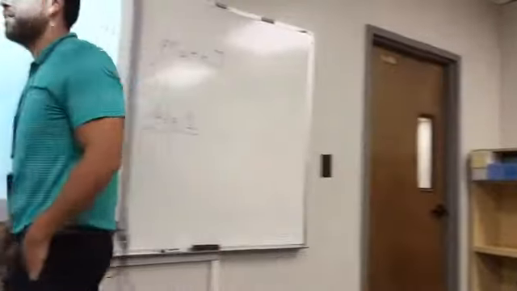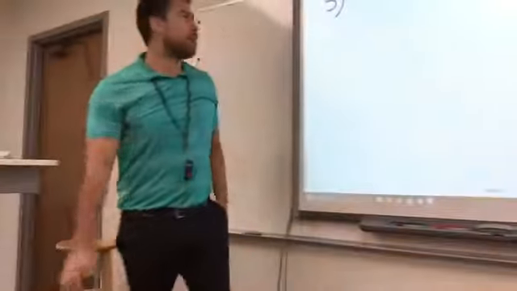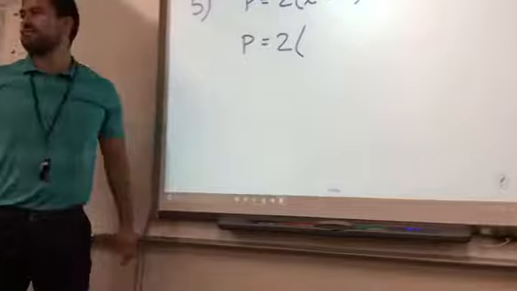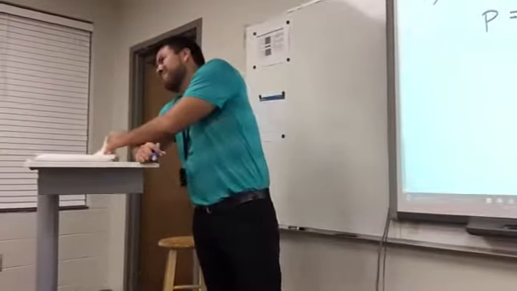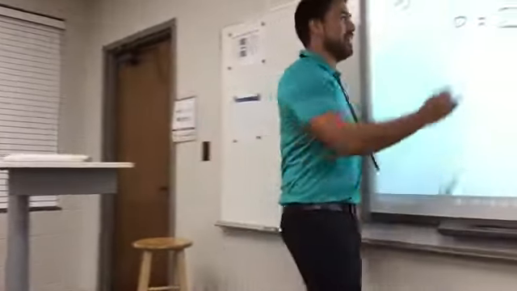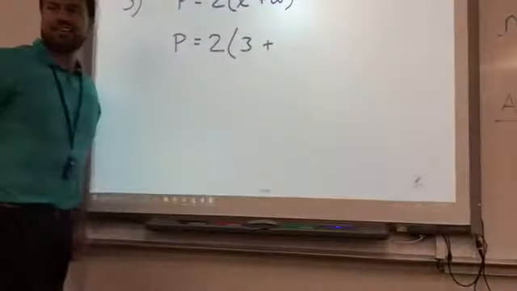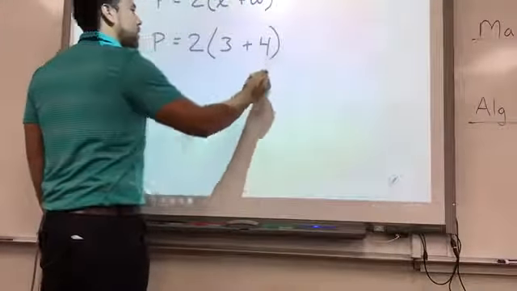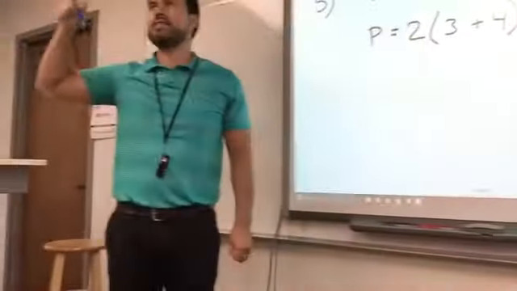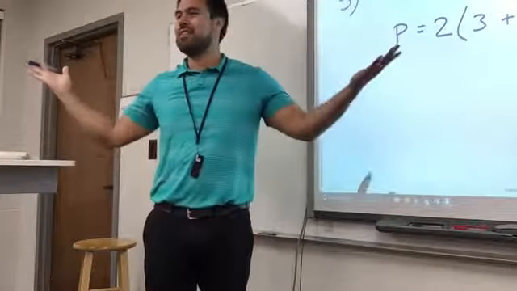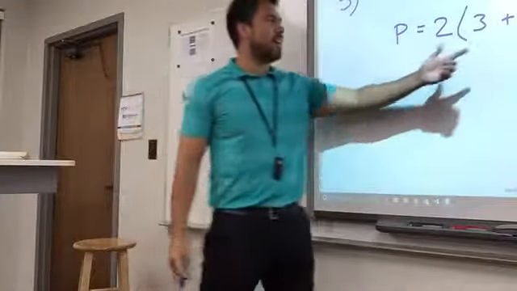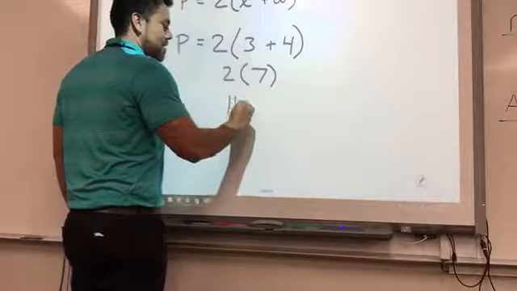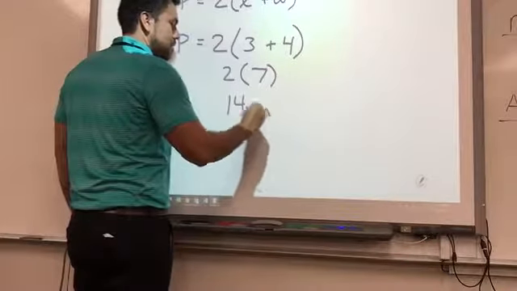Okay, just a moment. Okay, JB, what was the length of that figure? He says 3. What's the width? 4. Oh, wait. 3 is smaller than 4. Doesn't matter. Okay. So what's 3 plus 4? 7. 7 times 2? 14 centimeters.